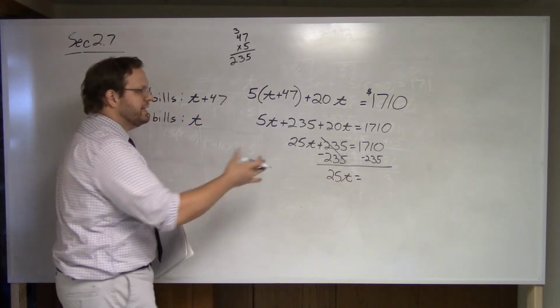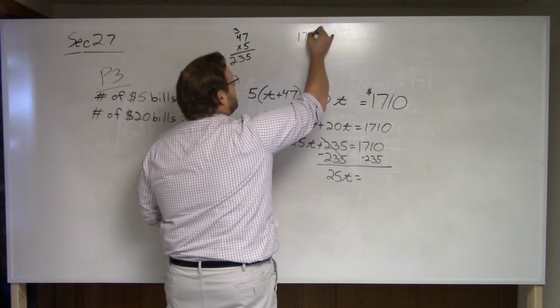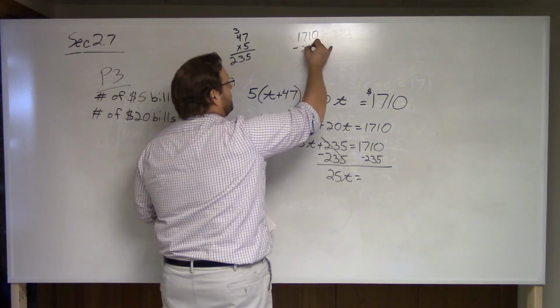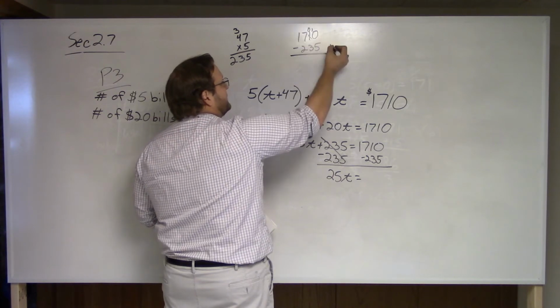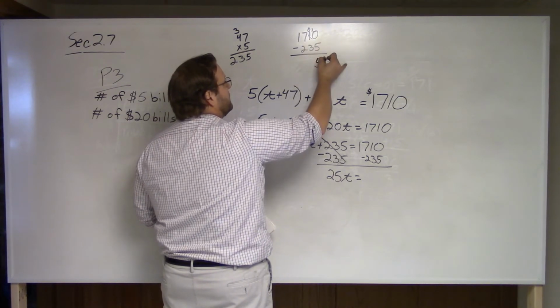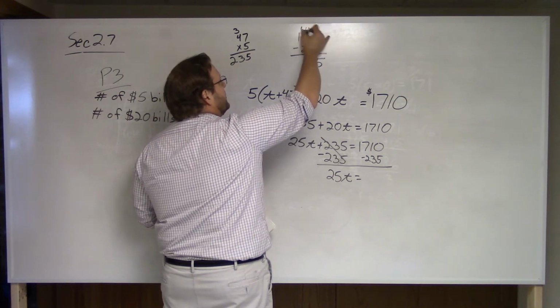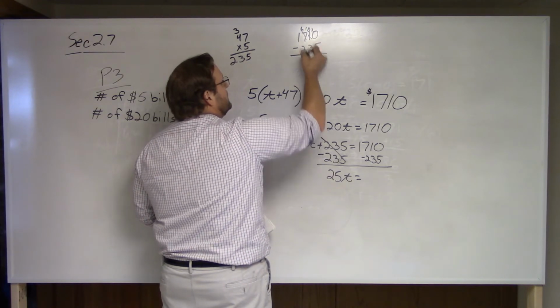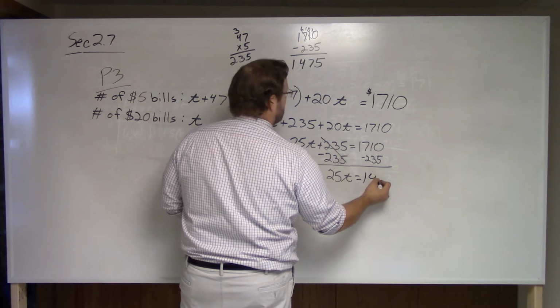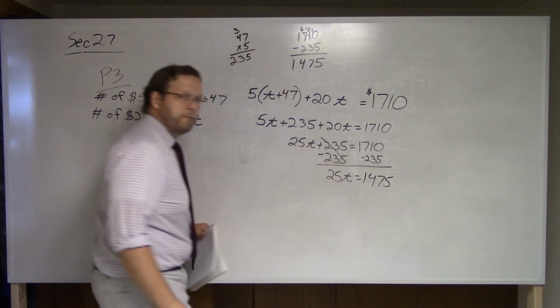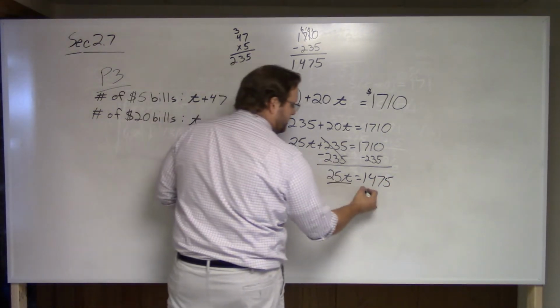25t equals, again, if you have to, do some borrowing. That's good to practice. 10 minus 5 is 5. I'm going to do some borrowing again. 10 minus 3 is 7. 6 minus 2 is 4. So I got 1,475. Divide by 25.